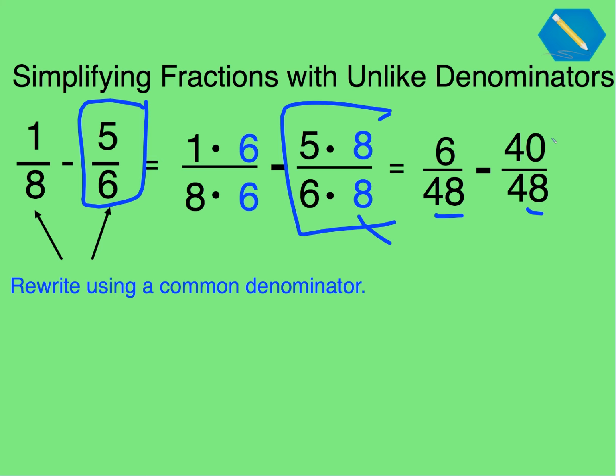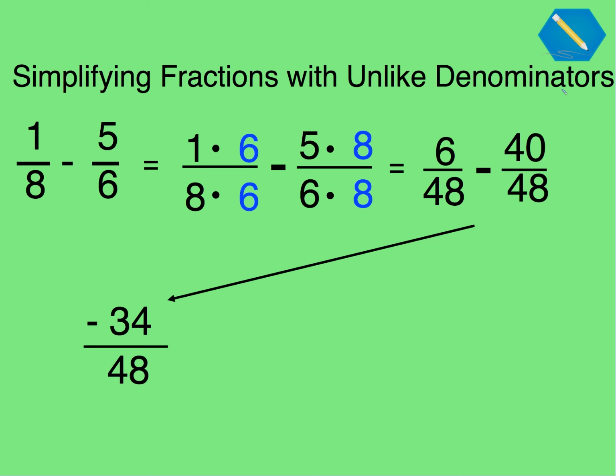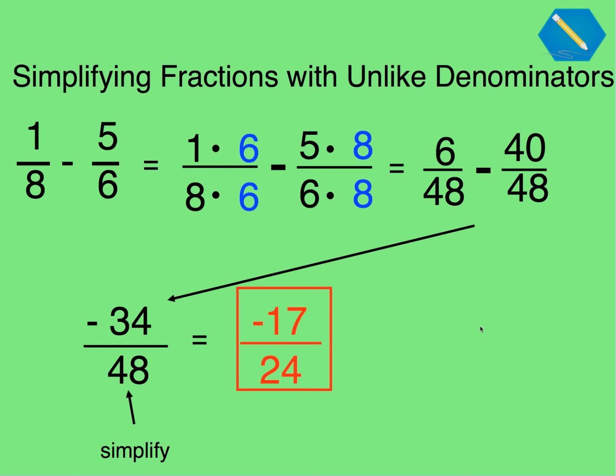So 6 minus 40 would be negative 34. And since the denominator is the same, I just keep it the same in the answer, 48. Again, you need to simplify this. And so since both of them are divisible by 2, you can take negative 34 divided by 2 and get negative 17. 48 divided by 2 is 24, and that cannot be simplified any further, so that's the final answer.